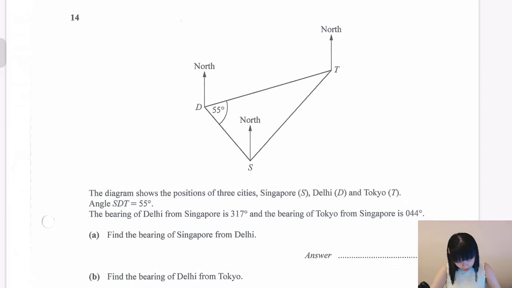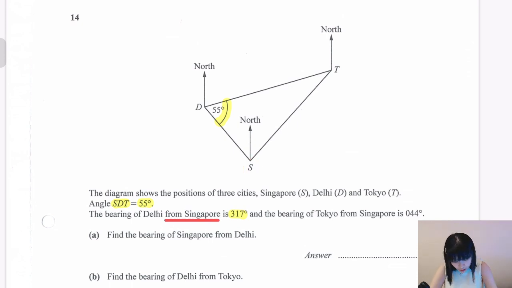Question 14. The diagram shows the positions of three cities, Singapore, The Hill, and Tokyo. Angle SDT is 55 degrees, which they already mark out for you here. The bearing of The Hill from Singapore is 317 degrees. Now, from Singapore means the compass must be drawn from Singapore, which we already have here.